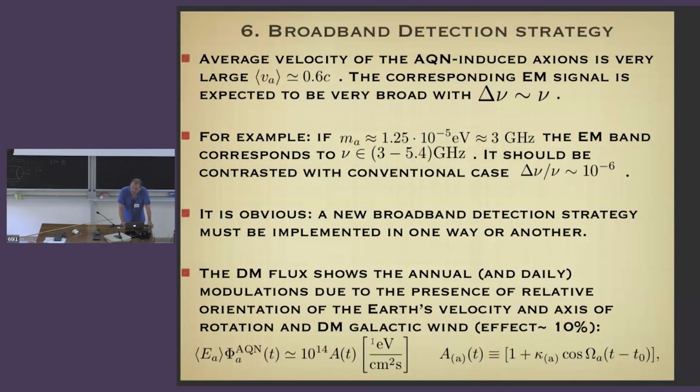Now, these axions are relativistic. Delta nu over nu is of order 1. So a broadband strategy must actually be applied here, implemented somehow. And another part of the story is that for such relativistic axions, there should be some kind of daily modulations. Even if your instrument is not sensitive to directionality, there is still some kind of daily modulation, because of the following reasons.